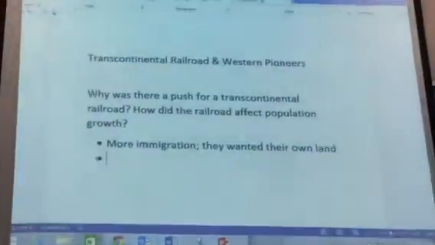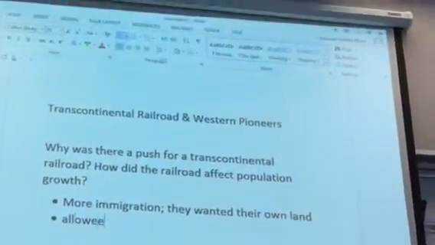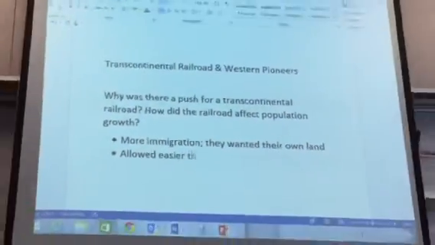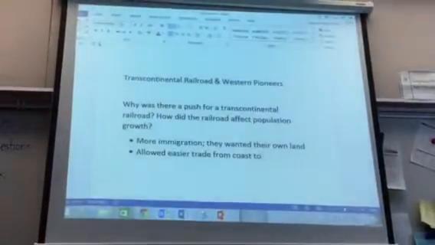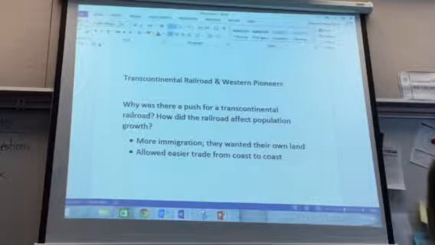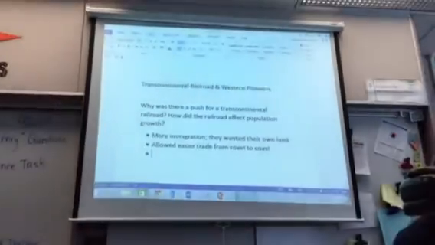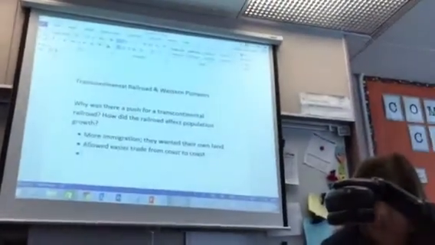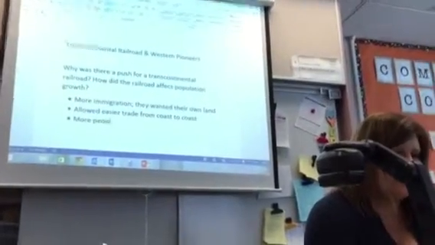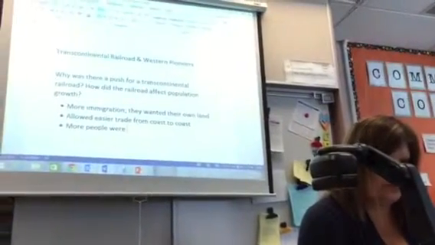How about trade? How did it affect trade? It allowed us what? Go ahead, Val. Allowed easier trade from coast to coast. So that built business. With those of you talking about the money and the taxes, that's right, cha-ching. More people were able to go to the West Coast, right?